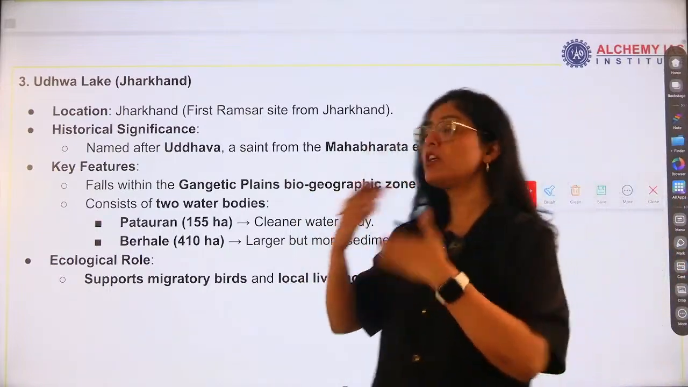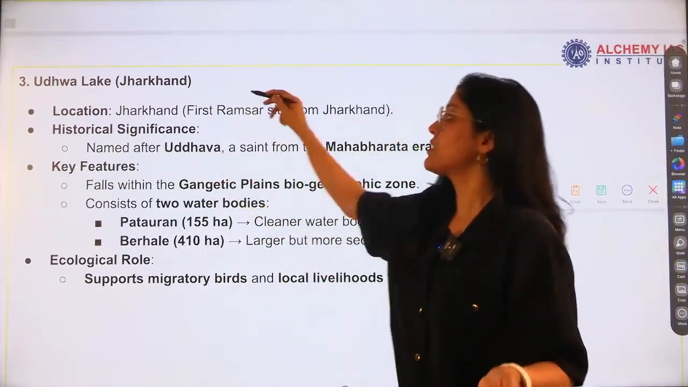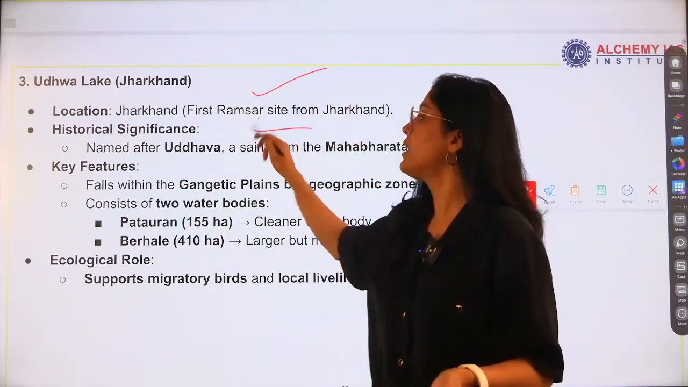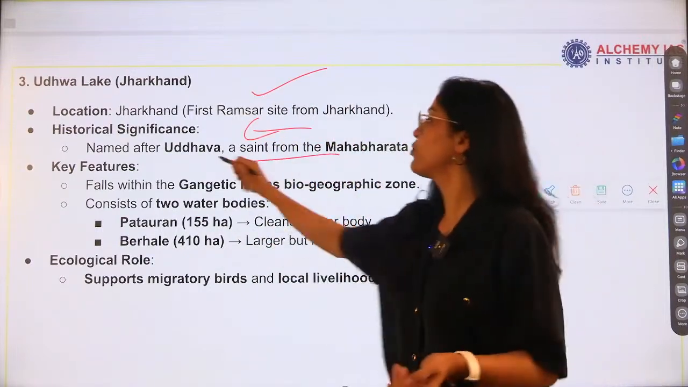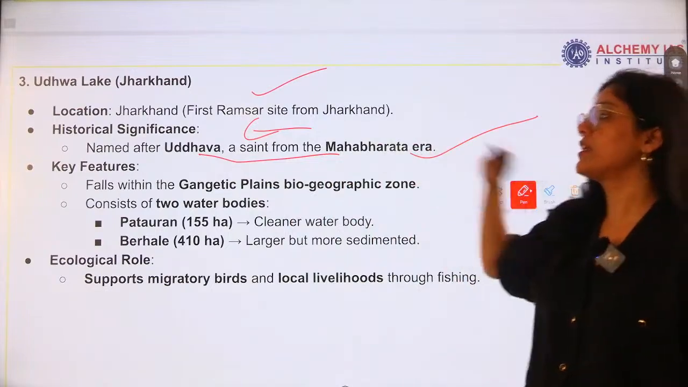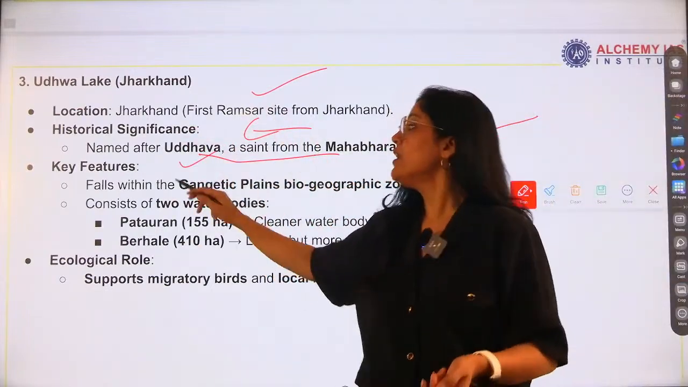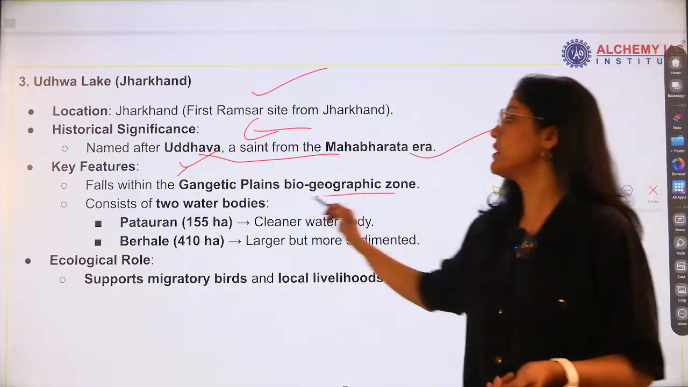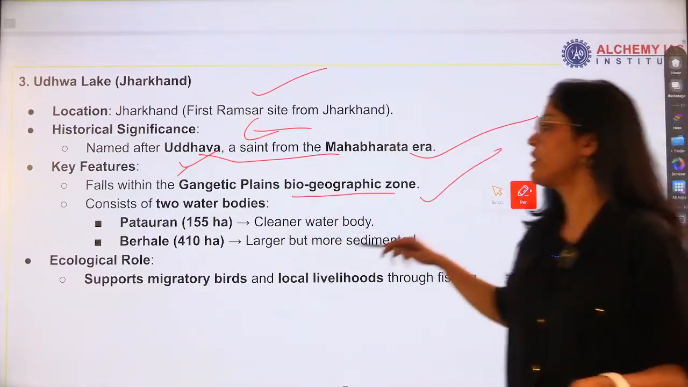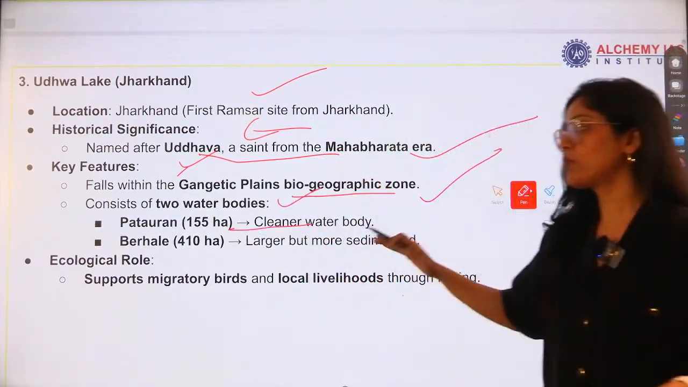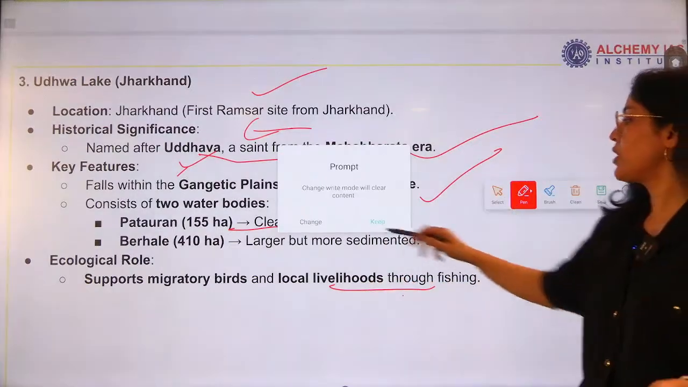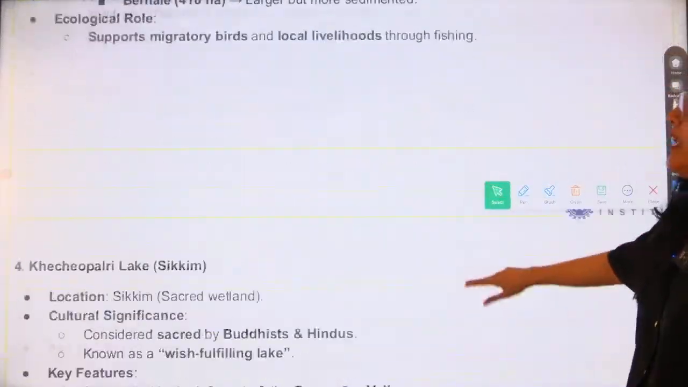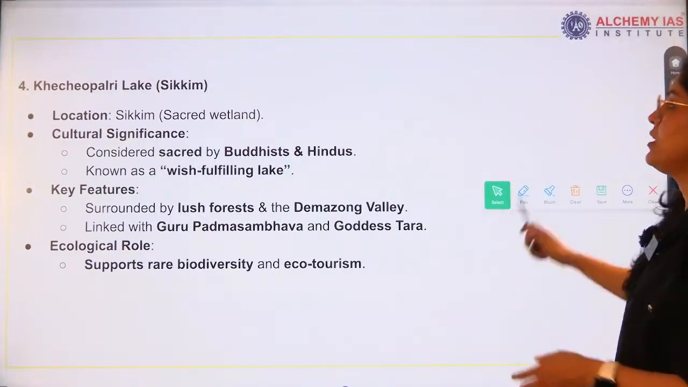So the earlier two sites were in Tamil Nadu. Next is Udva Lake, which is in Jharkhand, and historical significance is there. Udva, a saint from the Mahabharata era, so it is named after him. Next is key feature: it falls within the Gangetic Plains biogeographic zone. It consists of two water bodies, and ecological role is what? Supports livelihood.